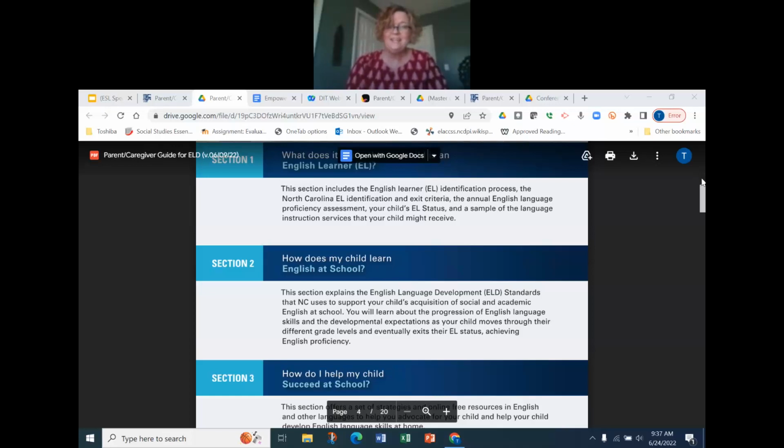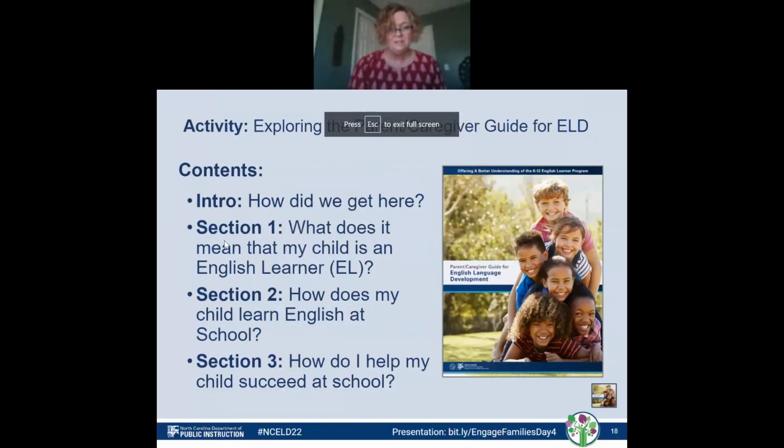Section 2 is going to answer the question, how does my child learn English at school? So this is where it will be describing the ELD standards. And for a lot of us, if you haven't looked at the new standard information, this guide is going to be your quick reference. You're going to keep it with you at all times. And you'll see why in a few seconds. It will also explain the ESL services and other instructional supports. Section 3 is going to answer the question, how do I help my child succeed at school? And it's going to provide strategies, resources, and supports that empower families and keep them engaged, what you were asking for earlier. So we're going to dig deep.